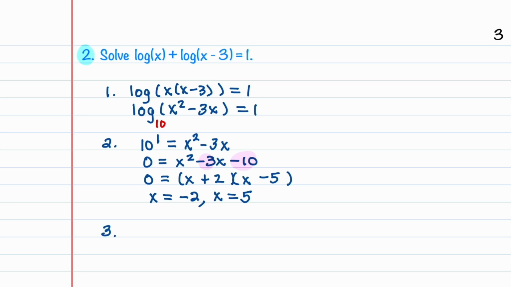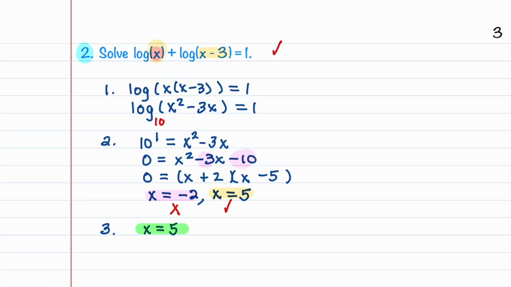Now our last step is to take these solutions, put them back up into our original equation and see if we have any negative logs. And indeed we do. If we take x is equal to negative 2 and put it right back up into here, we have log of negative 2, which is undefined. So this solution is not valid. But if we take x is equal to 5 and put it back up into here and here, both of those logs are positive, so that solution is okay. So for step 3, let's just write down that x is equal to 5. And we know that we have checked to make sure that that is not an extraneous solution.